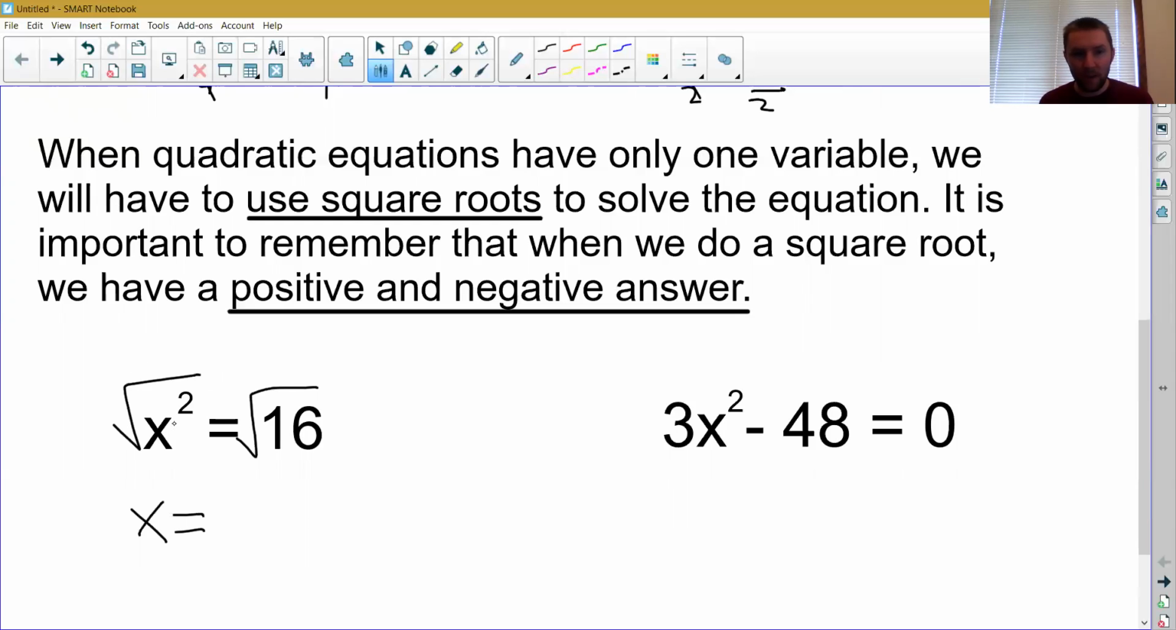Because the square root of x squared is equal to x, right? The square root and the squared, they cancel each other out. So that's gone. This is gone. It just says x. The other side says the square root of 16.